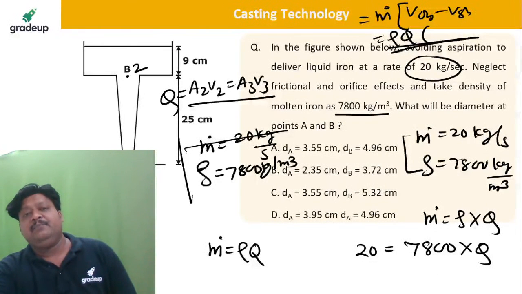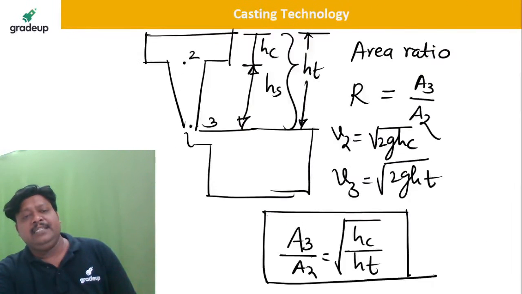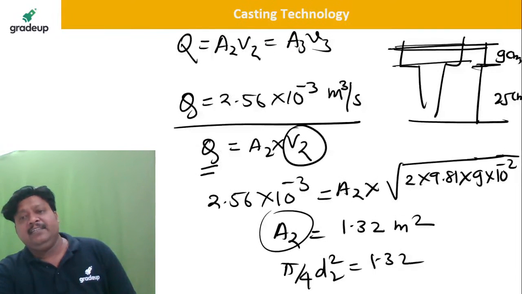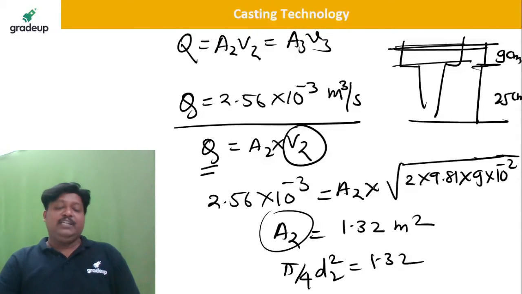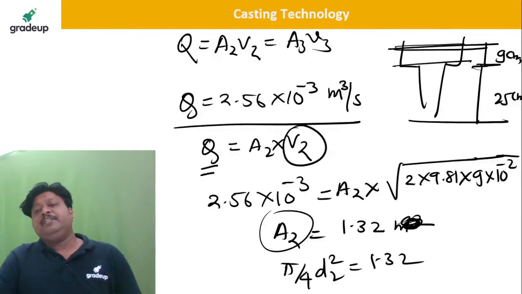Is it okay? Diameter at A is how much? Diameter at B is how much? Are you doing the calculations? Calculate the things and tell me. V2, how much are you getting? 2 into 9.81 into 9 into 10 to the power minus 2, root over answer, 1.32. So V2 is 1.32.